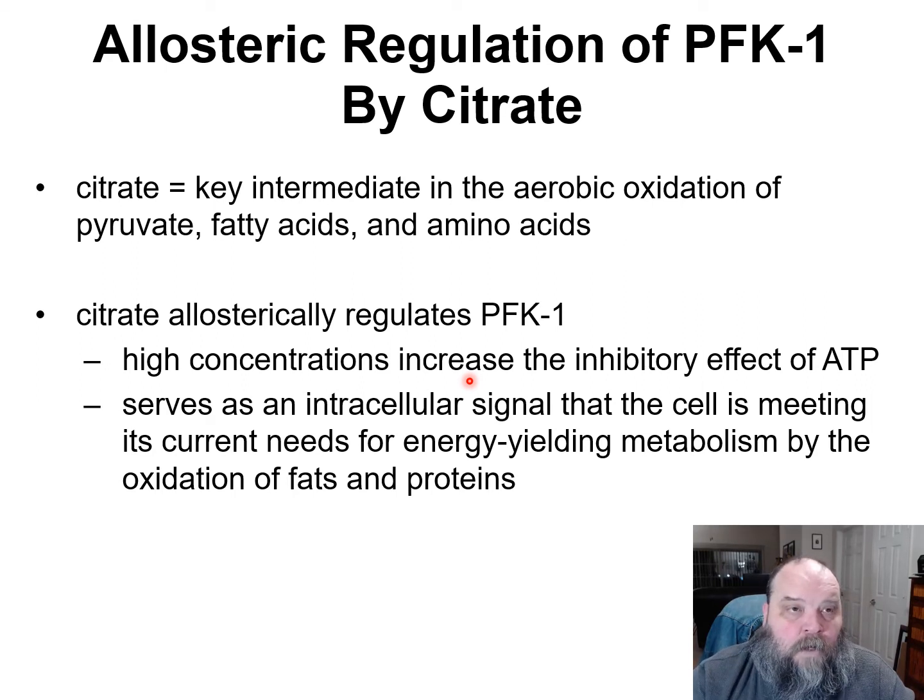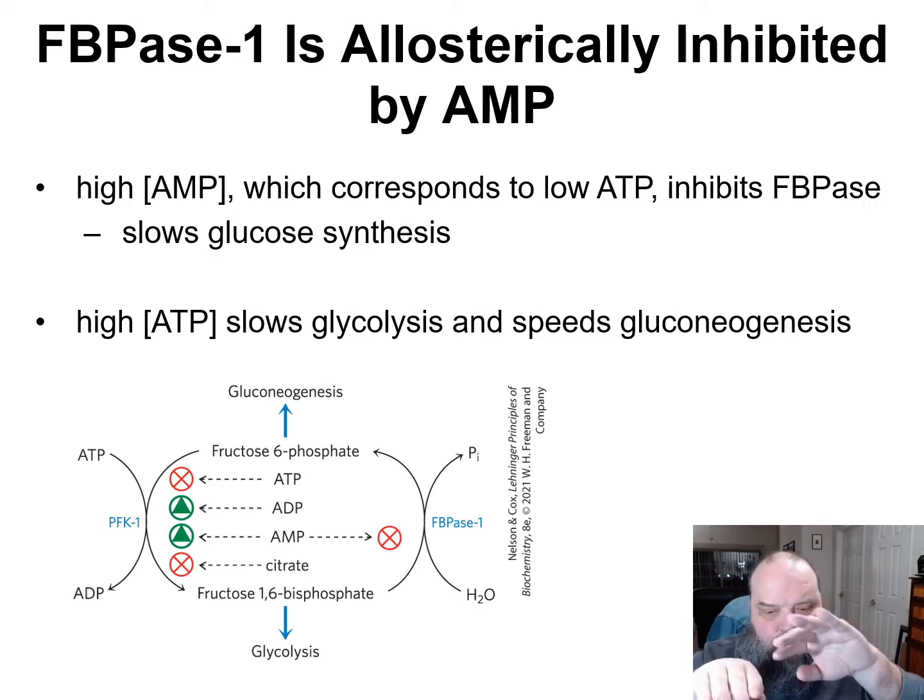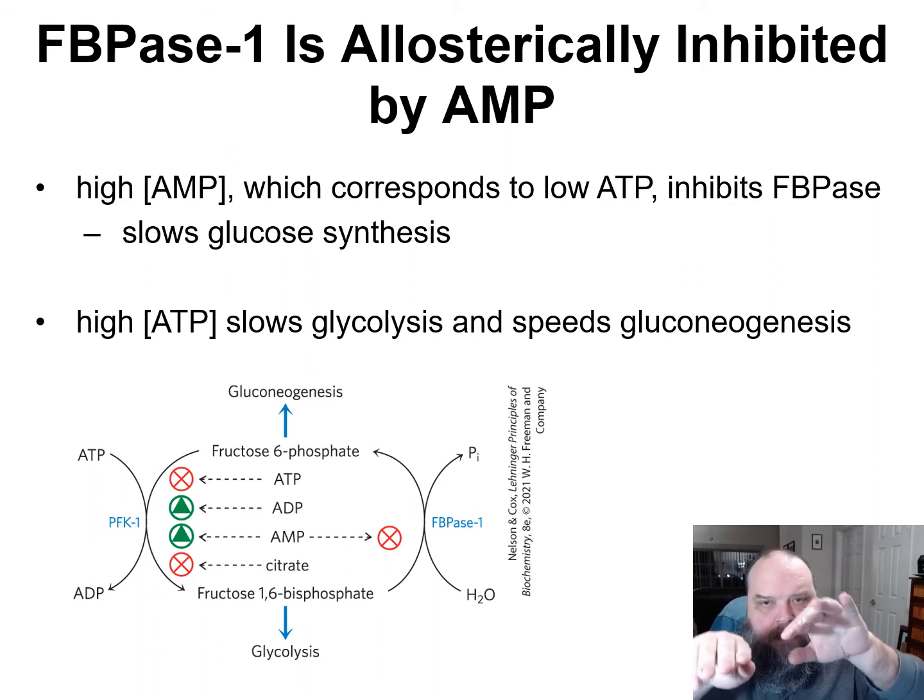Then there's nothing else that's allosterically inhibiting PFK1. Glycolysis can resume until you get high levels of citrate again, and it just seems to be, like I said, a threshold, a teeter-totter thing. Got too much, stop. Don't have a lot, go.